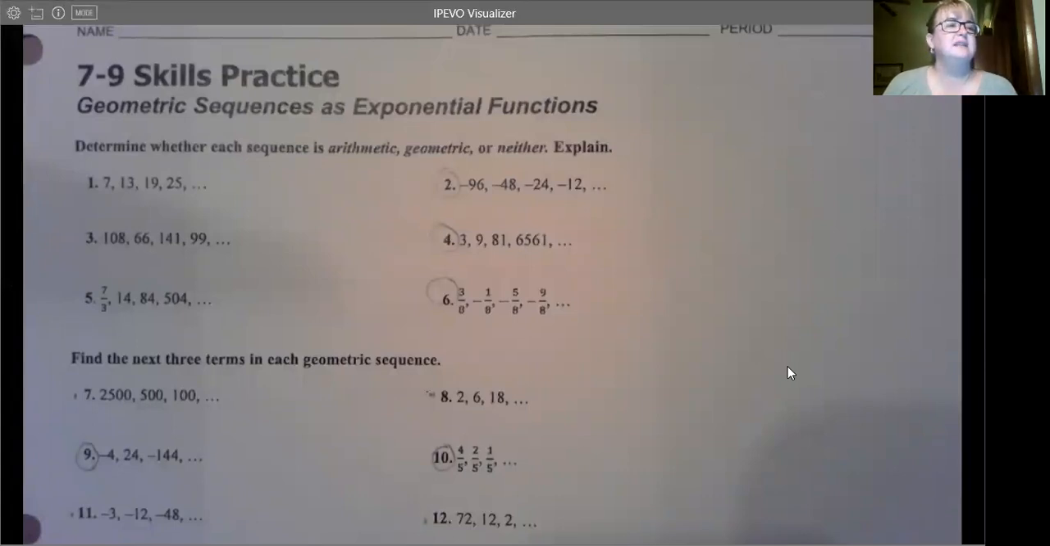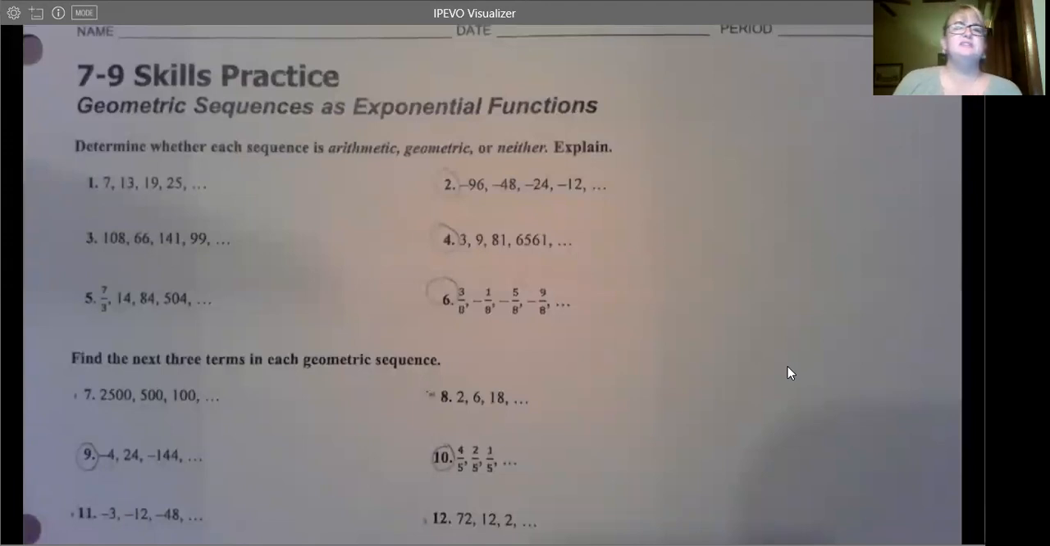Now, our last lesson was 7-5. We are skipping over 7-6, 7-7, and 7-8 because they do not lend themselves well to online learning, and they are transformations of exponential functions. We will go over those if we have class, and if not, we will catch those up later.